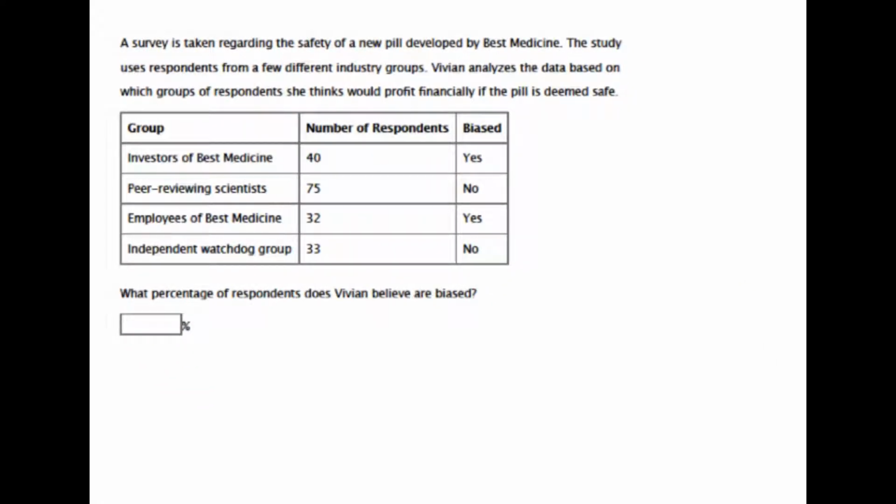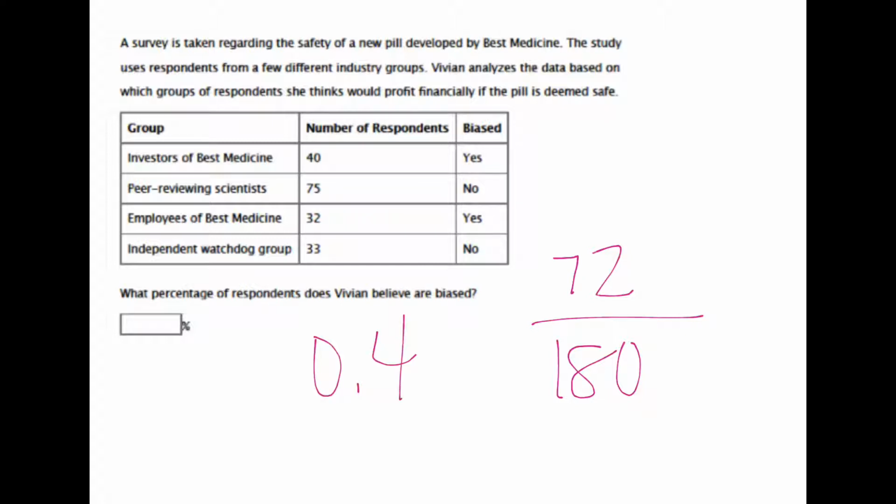On this one, a survey is taken. It wants to know what percent of responders Vivian believes are biased. Well, there's a total of 180 responders, and the amount that are biased is 72. If you do 72 divided by 180, you get 0.4, but it wants it as a percentage, so you would say 40%. Some people goofed and put 50%, so make sure you're careful about how many people responded.